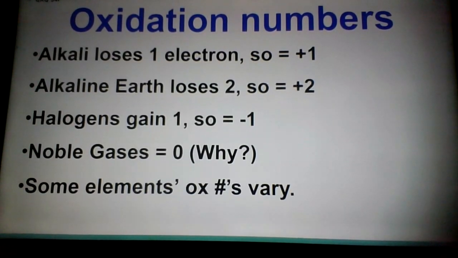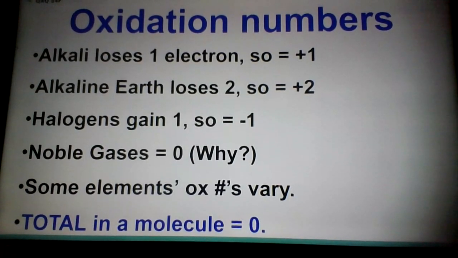Now again, I've said this a few times already, some elements have more than one oxidation number. The oxidation numbers vary. On your handout, the one listed first is the most likely one to happen for that particular atom.